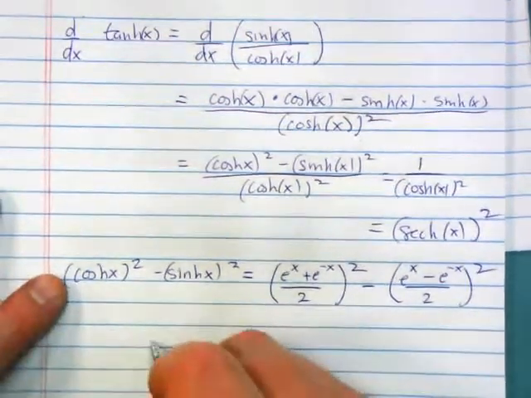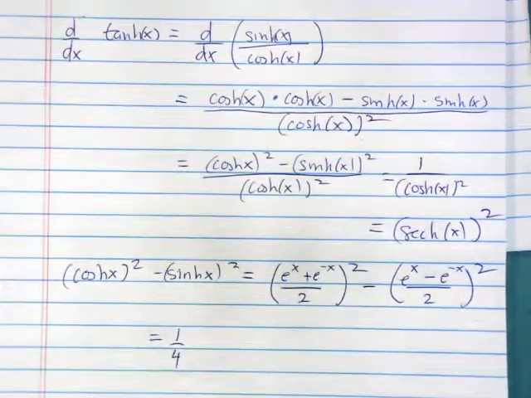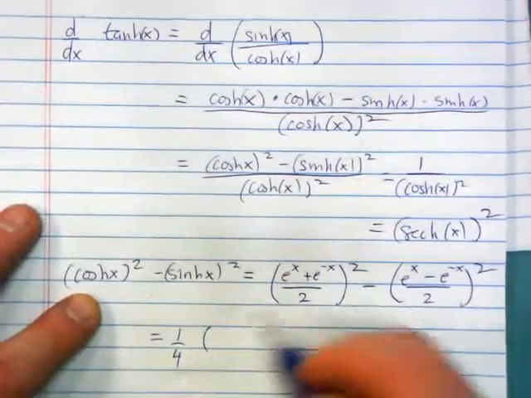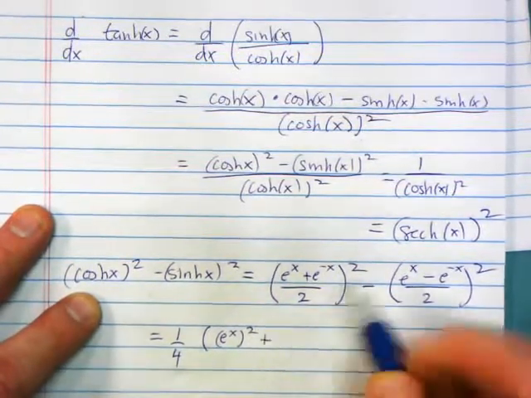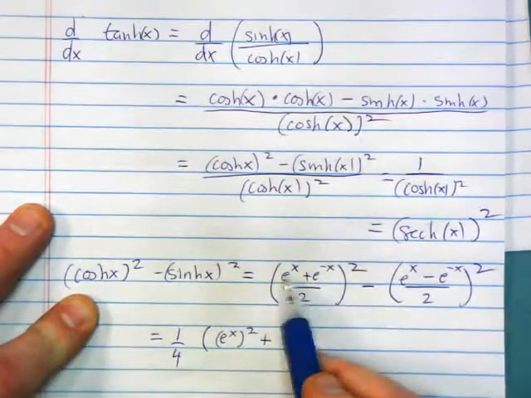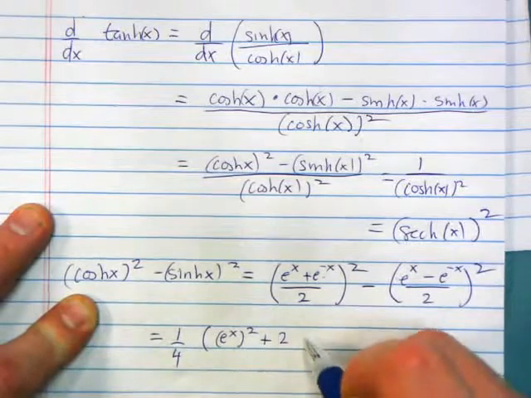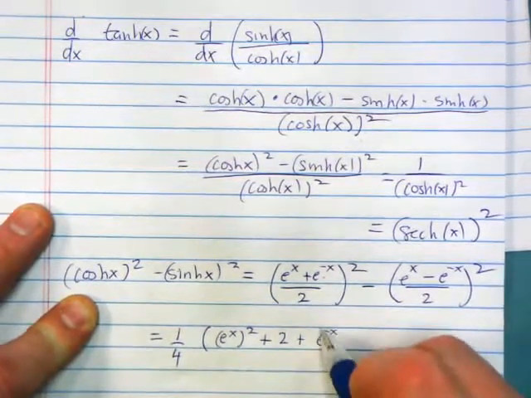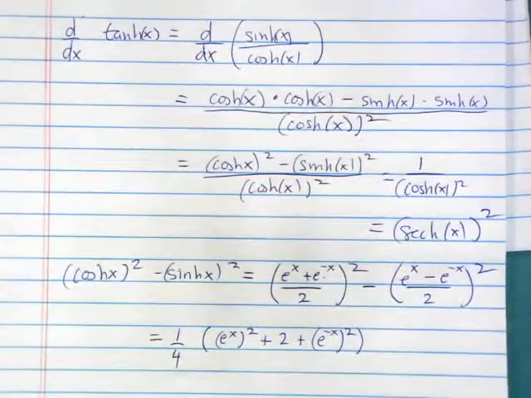So let's see. I'm going to get 1/4. Why 1/4? That's 2 squared, right? The bottom. That's a 2 on the bottom. And then when I square this one, I get e to the x squared plus, I multiply these two together and multiply by 2. What do I get when I multiply these two together? E to the 0, which is 1. And then I've got to multiply that by 2. So that's 2 plus e to the negative x squared. So that's what I get when I square the first one.